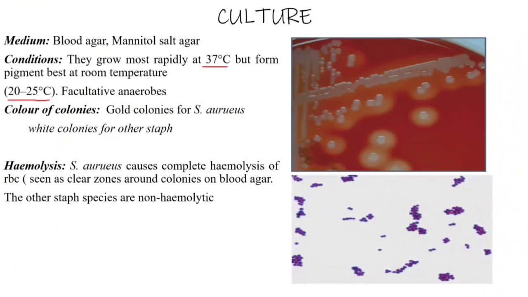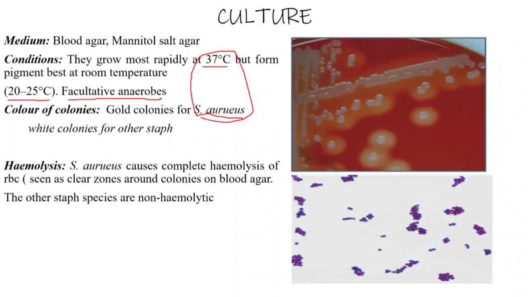They are facultative anaerobes, that means they can grow with or without the presence of oxygen, and that is the kind of environment we provide for them. Color of colonies: we have said time and time again that staph aureus produces golden colonies because of the staphyloxanthin it produces, and the other staph species produce white or gray colonies.